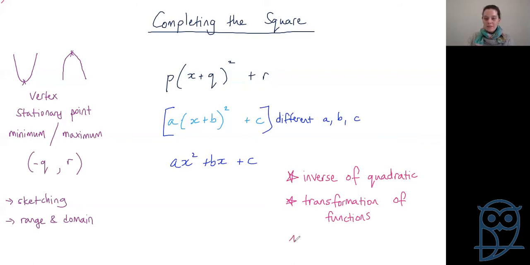And the other one is when we look at the gradient of a function. When we have a curved function and we're getting into calculus, we're going to play with where we have positive and negative gradients. And the only way to do that if you have a quadratic gradient is to use completed square format.